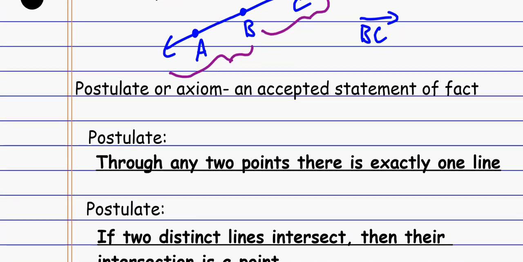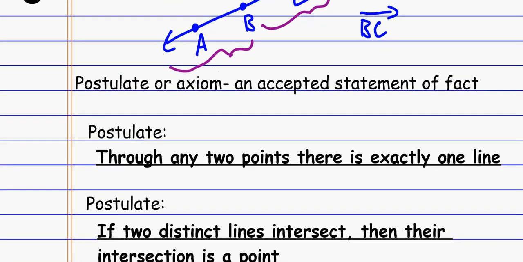Let's talk about postulates, axioms. We will typically refer to them as postulates. Axioms mean the same thing, but it's basically an accepted statement of fact. All right, we don't need to prove it. We just know that it's true. The second you read it, you're like, yeah, of course that's true. All right.